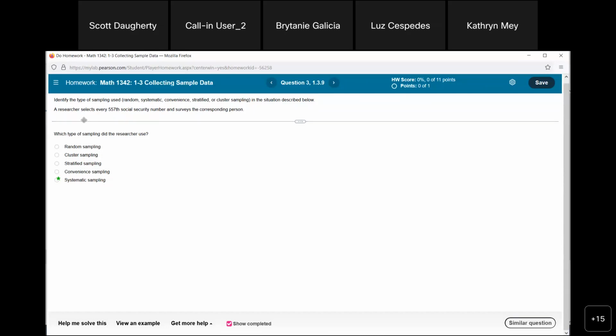So this one says a researcher selects every 557th social security number and surveys the corresponding person. So this is systematic. They've created a system. They've got a list of social security numbers and they just pick off every 557th person on the list. So that's systematic.